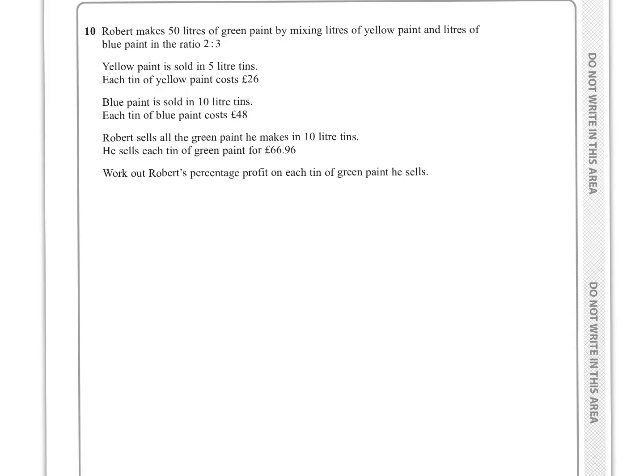Question 10. Robert makes 50 litres of green paint by mixing litres of yellow and litres of blue. And he does that in the ratio of 2 to 3. Now, it's quite handy if we see 50 litres here to change this to 20 and 30, isn't it? Because then we can have 20 litres to 30 litres. That's the first thing that I think I would do.